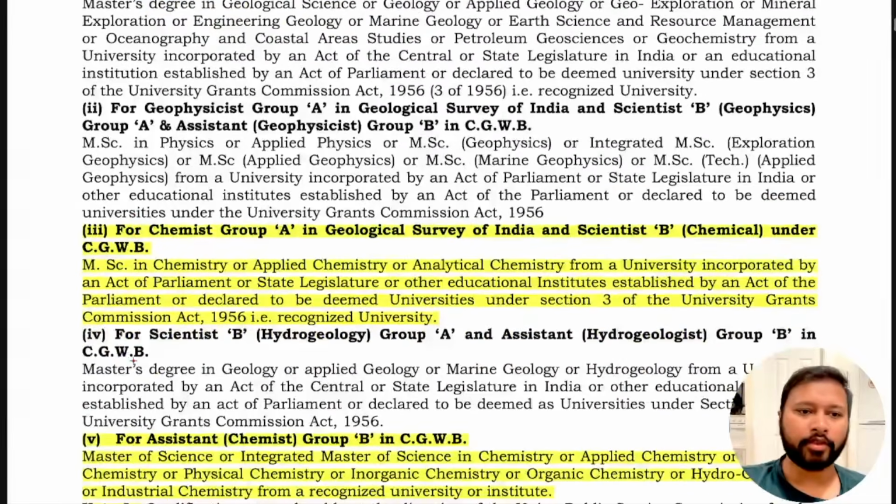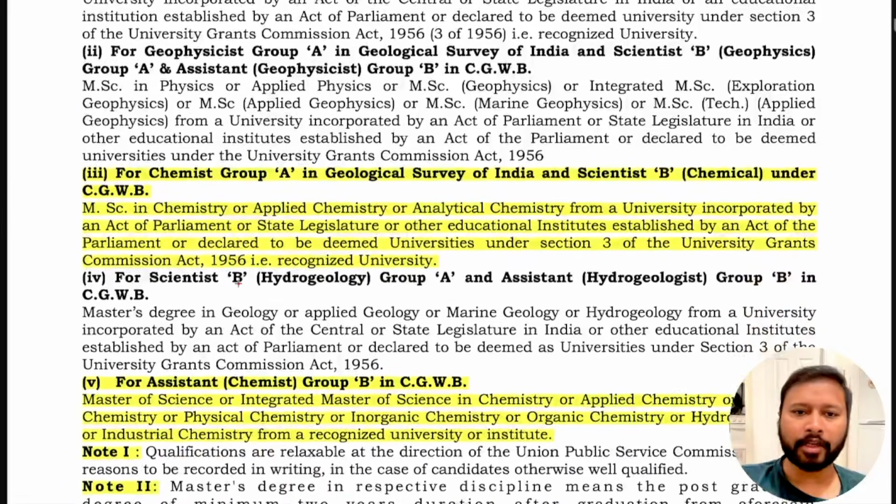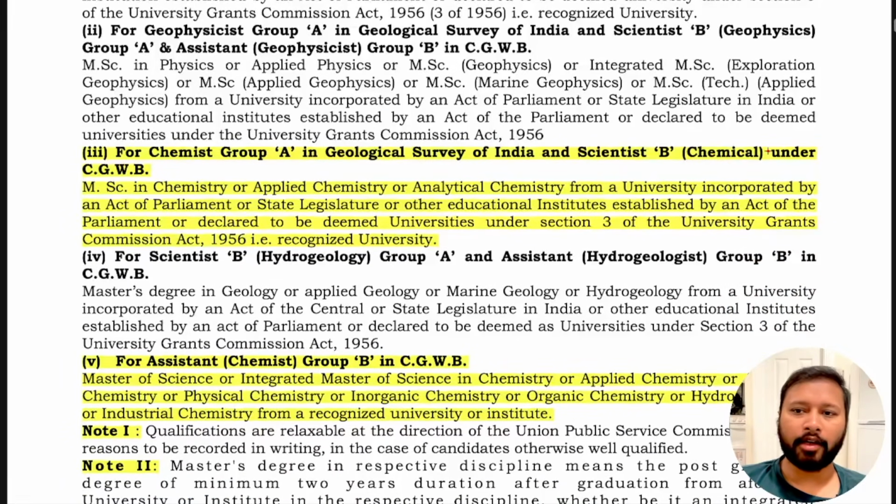Okay, next is your minimum educational qualification. For the Chemist Group A position, that is for the Geological Survey of India, in chemical science, basically you should be an MSc in chemistry or applied chemistry or analytical chemistry, from a university which is incorporated by the Government of India or a state legislature. Also, you can be from a deemed university, so you can apply for that.